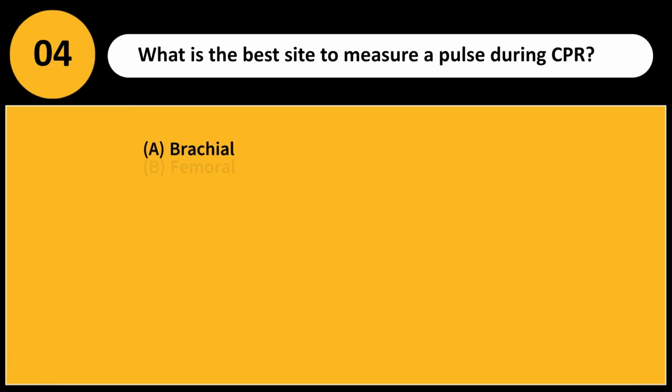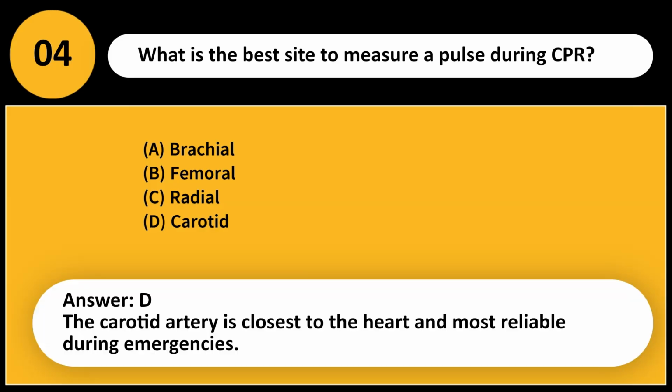What is the best site to measure a pulse during CPR? A. Brachial. B. Femoral. C. Radial. D. Carotid. Answer: D. The carotid artery is closest to the heart and most reliable during emergencies.